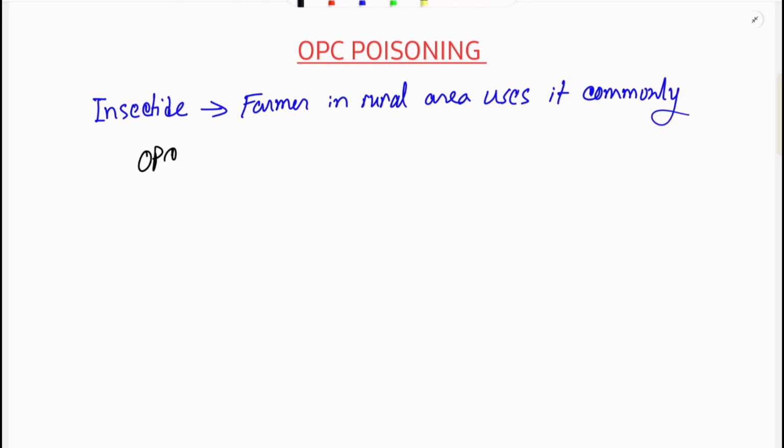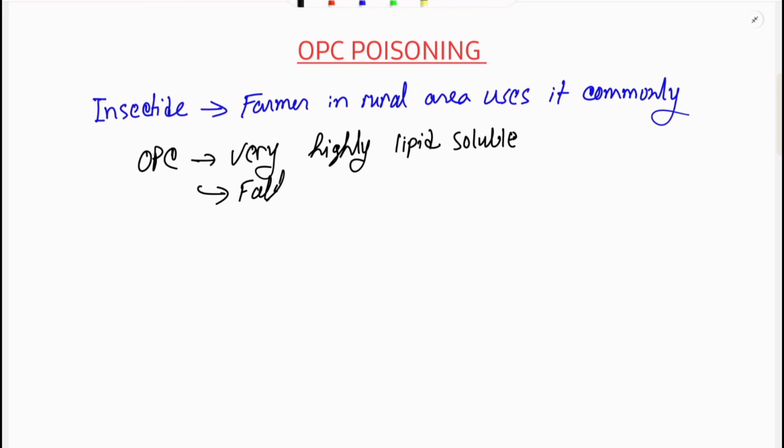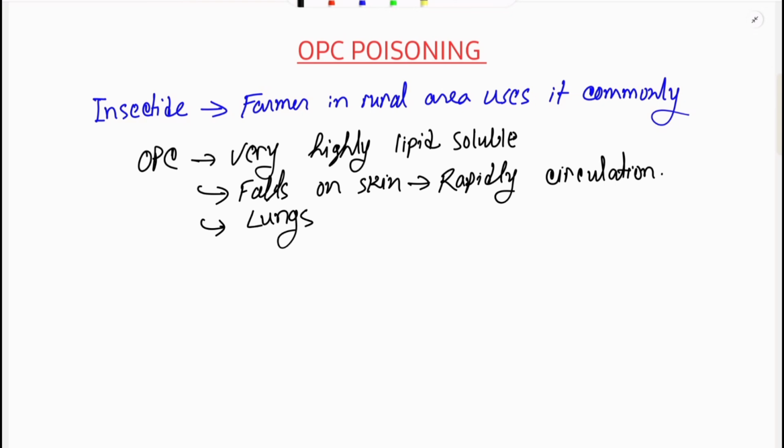OPCs are very highly lipid soluble drugs. As a result, if it falls on the skin of a farmer, it is rapidly absorbed into the circulation. We know that our cell membrane is composed of a lipid bilayer, so a highly lipid soluble drug can easily cross the lipid bilayer, and by crossing the skin and the vessel wall, it easily enters the circulation. It can also be absorbed through the lungs while the farmer sprays this as insecticide in the field.